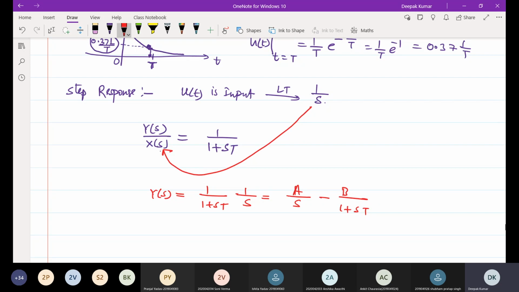Now find the value of a and b. A will be equal to 1 and b will be equal to 1 by t. So it will become 1 by s minus 1 by s plus 1 by t. 1 by t will get cancelled out. So this is the modified equation. And finally you can say this is the Laplace transform of y of t.